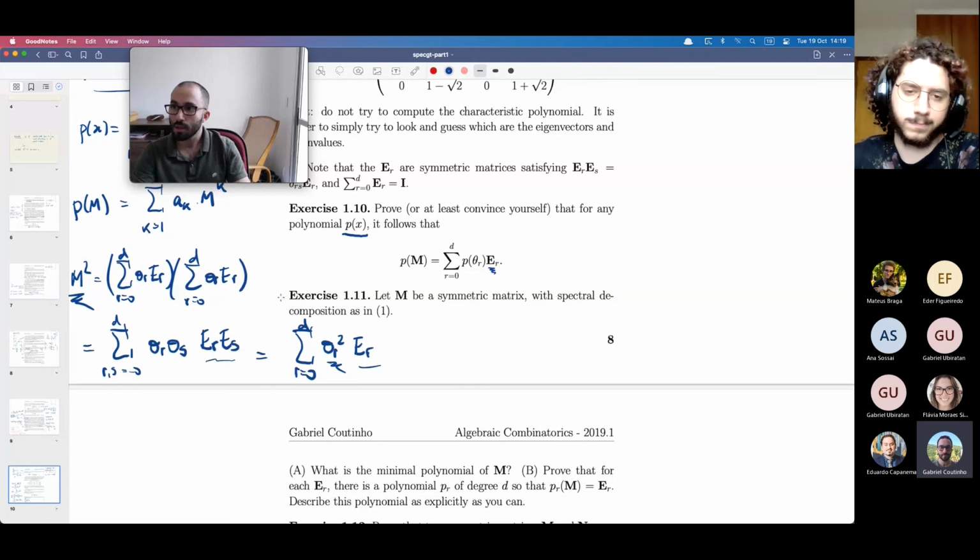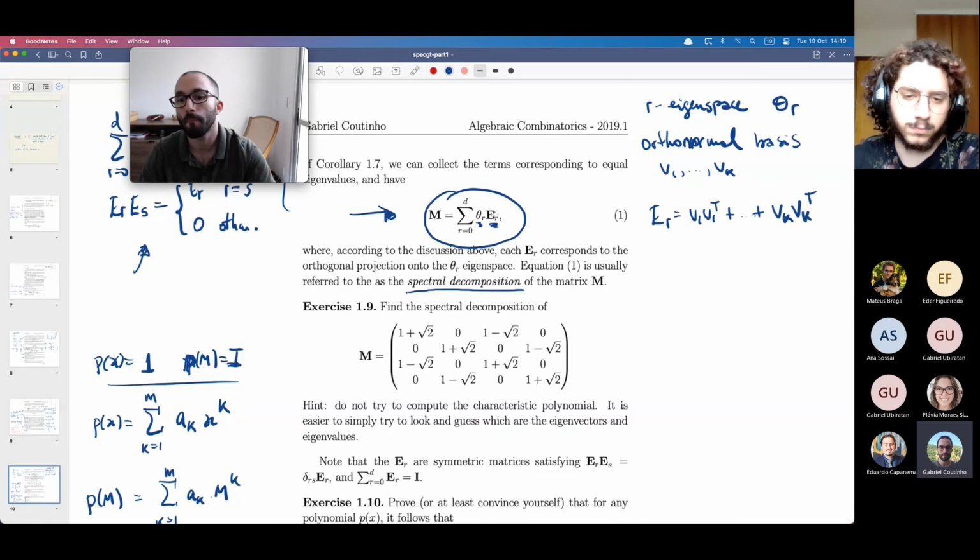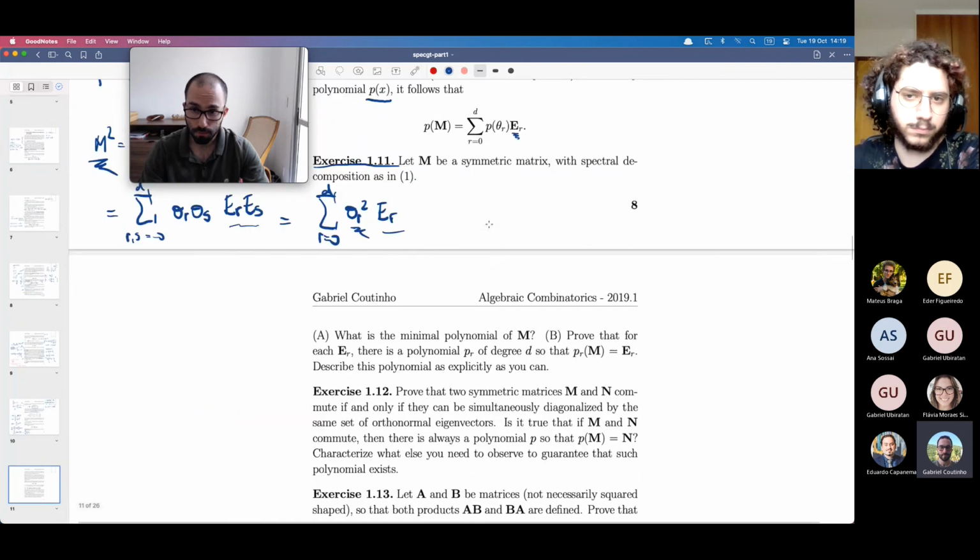Okay, now let's look at this exercise 1.1. If M is a symmetric matrix with spectral decomposition just like you see here, what is the minimal polynomial of M? What is the minimal polynomial?